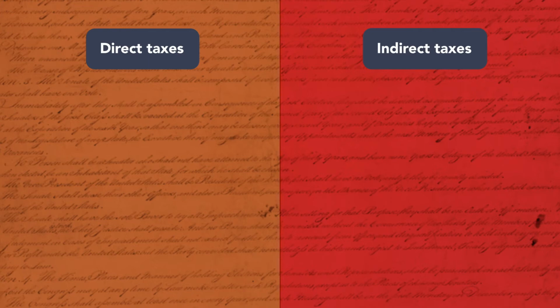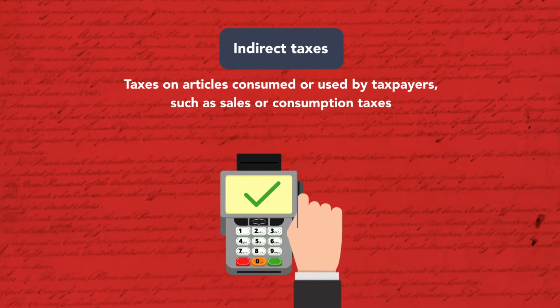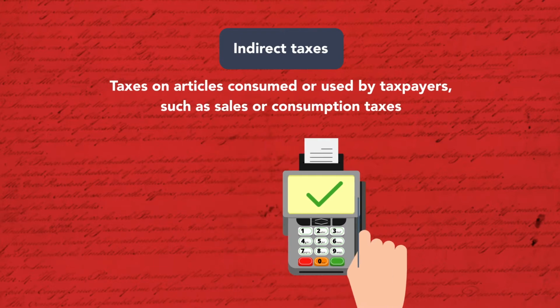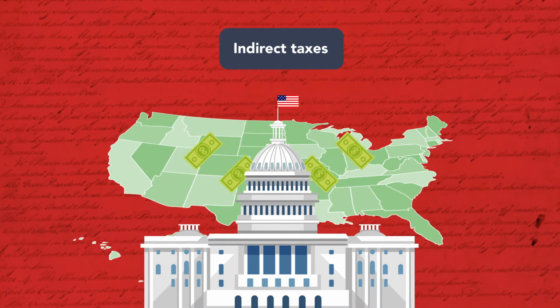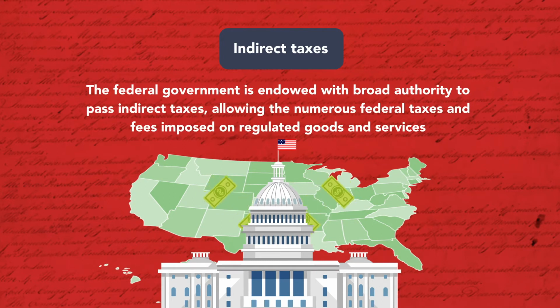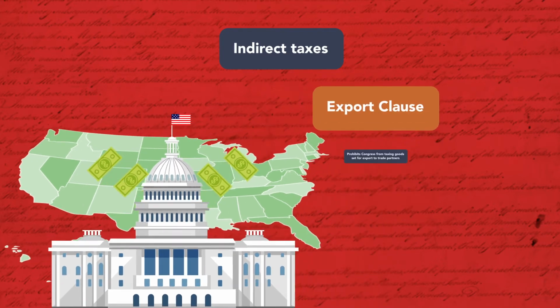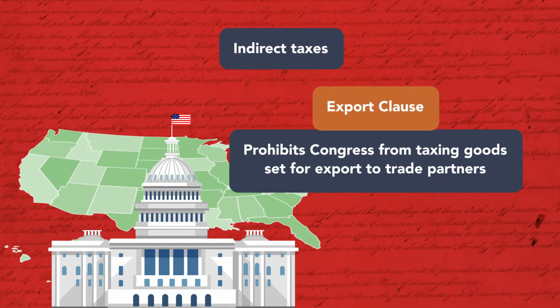Constitutional law divides federal tax authority into two categories: the power to levy direct taxes and the power to levy indirect taxes. Indirect taxes are taxes on articles consumed or used by taxpayers, such as sales or consumption taxes. The Constitution allows the federal government to pass indirect taxes as long as the tax is levied in the same manner across all 50 states. The federal government is endowed with broad authority to pass indirect taxes, allowing the numerous federal taxes and fees imposed on regulated goods and services. The only notable constitutional limitation on the federal government's authority to impose indirect taxes is the Export Clause, which prohibits Congress from taxing goods set for export to trade partners.